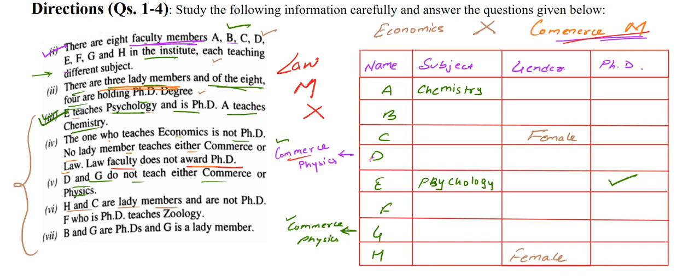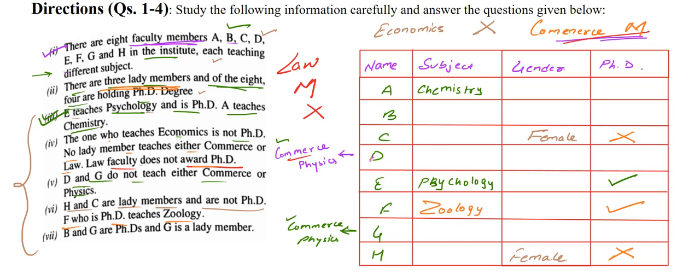Now we have A and D, who are not PhD. Okay, so both are not PhD, so we will give a cross beside them. We have F who is PhD, teaches zoology. So F is a PhD, so here is a tick, and F teaches zoology.